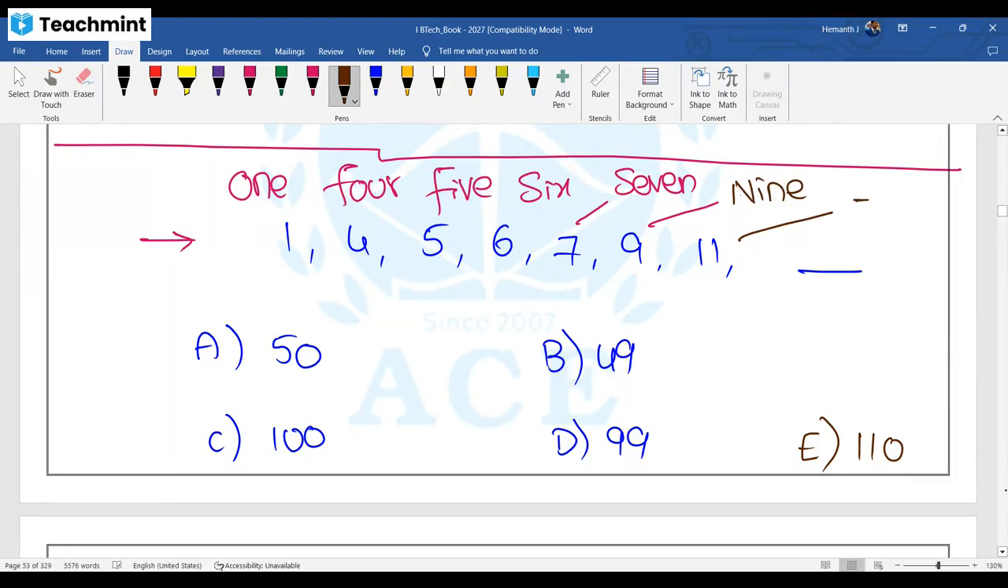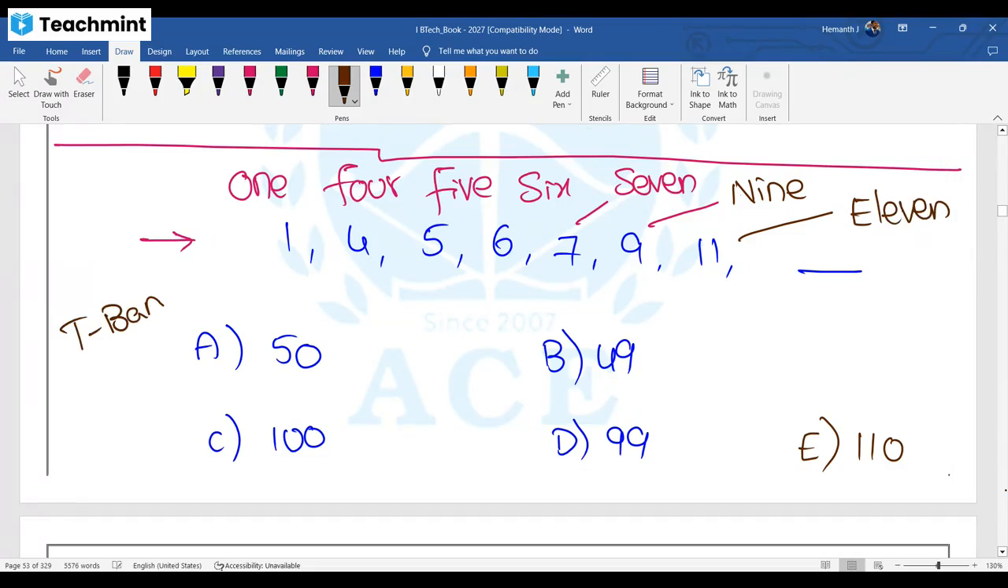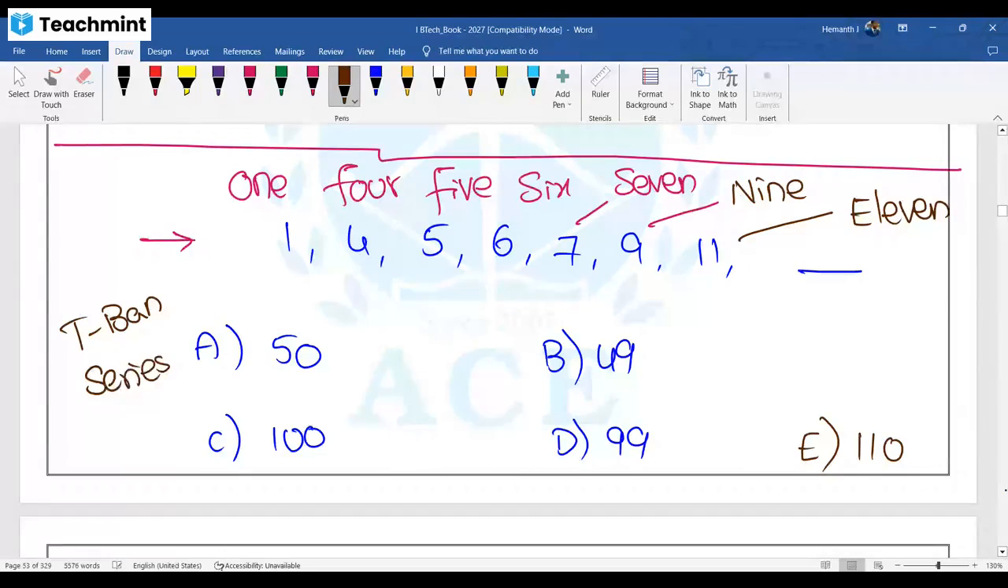This is called T-band series. The words with the letter T are removed. After 1, which number is there? 2, 1, 3 — that is having the letter T. That's why they removed it. 4, 5, 6, 7 are not having the letter T.